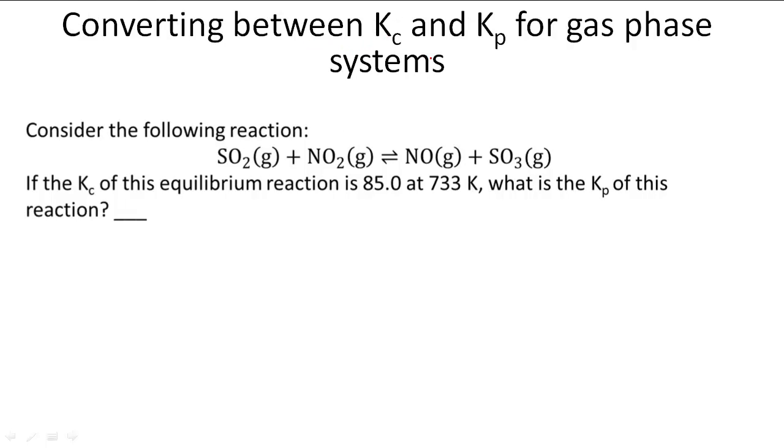Converting between Kc and Kp for gas phase systems. In this problem it says consider the following reaction: SO2 plus NO2 gas yields NO gas plus SO3 gas. If the Kc for this equilibrium reaction is 85.0 at 733 kelvins, what is the Kp of this reaction?